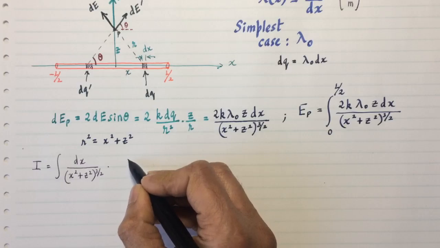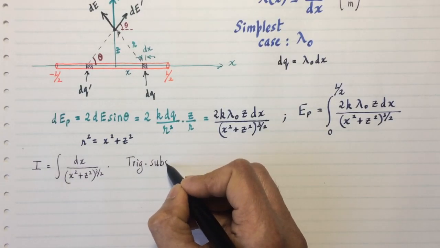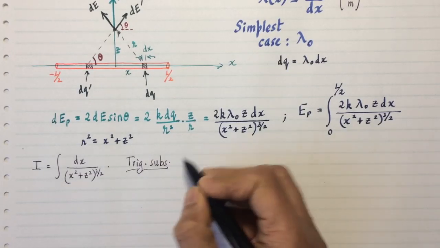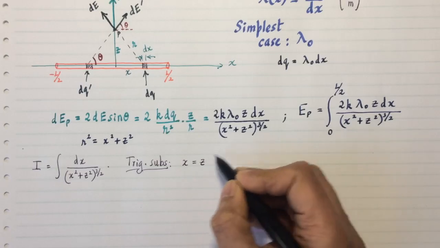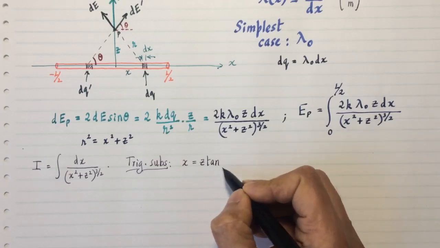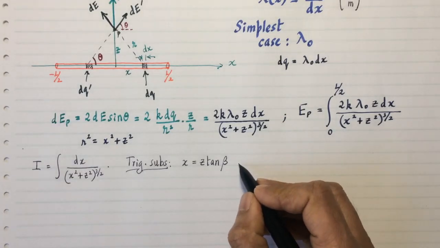The proper technique is known as trigonometric substitution, which you have learned in calculus. And we're going to try the substitution x equal to z tangent of beta. For the moment, don't worry about what beta is. Later on, I'll show you what it actually means in terms of our original figure.